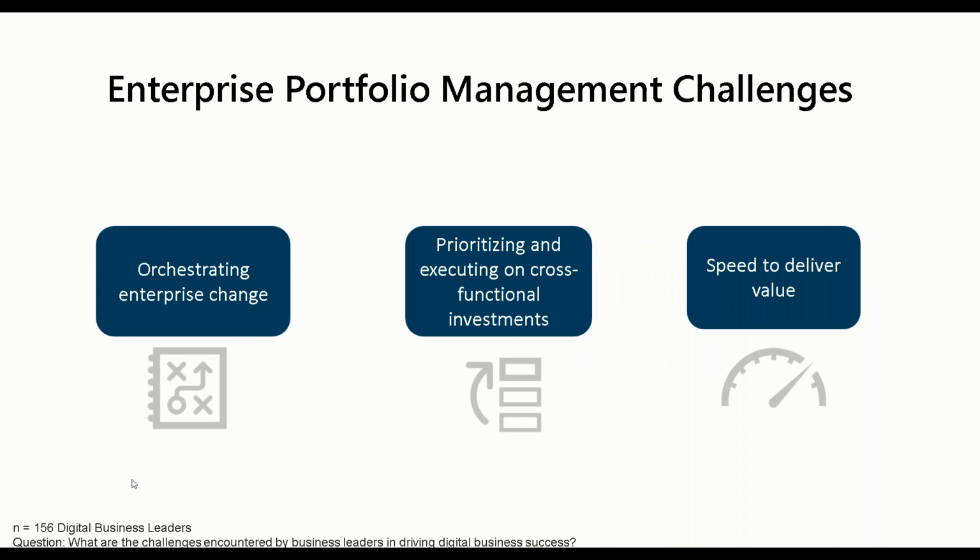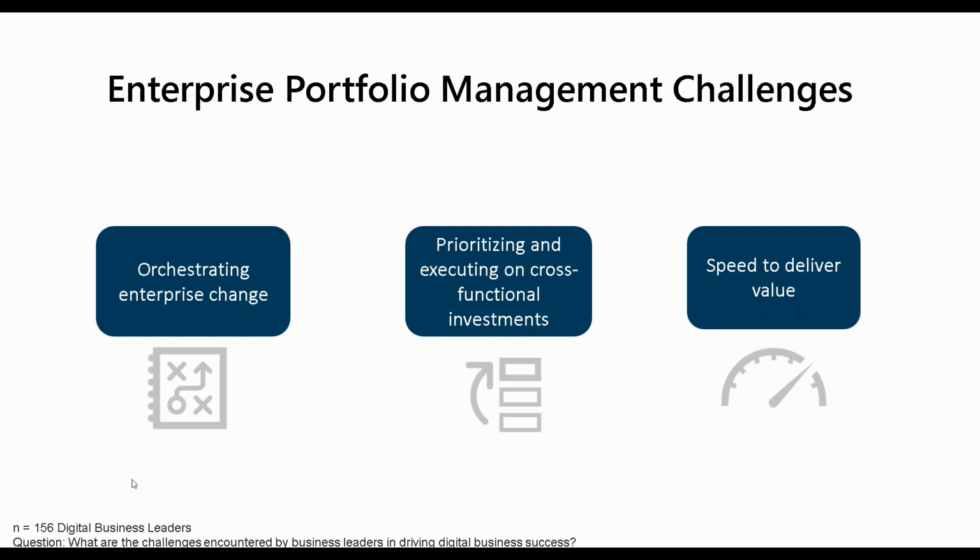So the challenge continues. We're trying to orchestrate enterprise change. We're prioritizing cross-functional investments and trying to figure out how to maximize resource usage across the organization. And we are being asked to speed up our delivery. We need to deliver value, not only the projects, but the results that come out of it that are going to get us to our objectives. And by the way, this is from surveys from Gartner, which we cite.